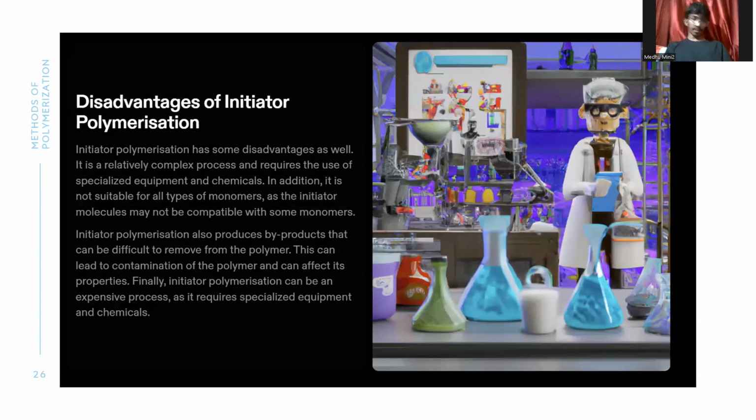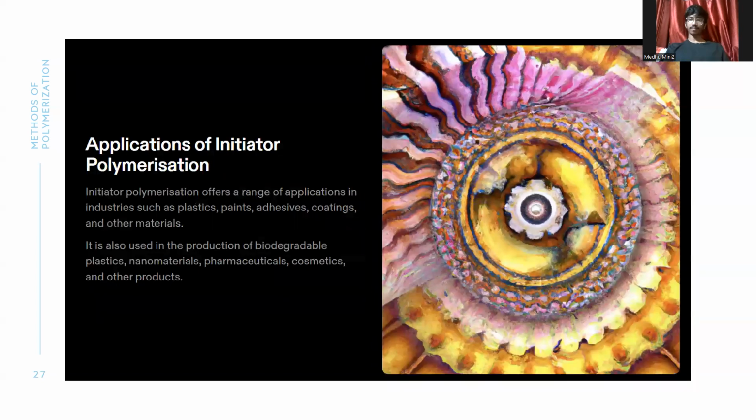Disadvantages of initiator polymerization. Initiator polymerization has some disadvantages as well. It is a relatively complex process and requires the use of specialized equipment and chemicals. In addition, it is not suitable for all types of monomers as the initiator molecules may not be compatible with some monomers. Initiator polymerization also produces byproducts that can be difficult to remove from the polymer. This can lead to contamination of the polymer and can affect its properties. Finally, initiator polymerization can be an expensive process as it requires specialized equipment and chemicals.